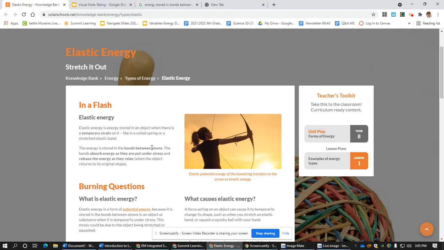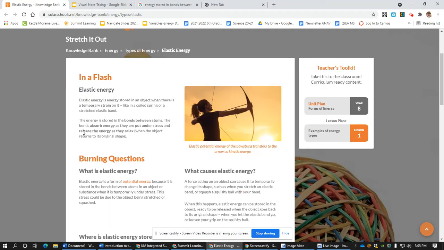So I wanted to take a look at this one called elastic energy. We haven't really talked a lot about elastic energy, but we have spoken about some potential energy. And so when I'm looking at this, the first thing I'm going to do is start reading this. So I have, elastic energy is energy stored in an object when there is a temporary strain on it, like in a coiled spring or in a stretched elastic band. So right away, they give me some examples. And I continue on to try to figure out, I don't have to write everything down. I'm trying to figure out what do I need to include to help myself better understand this.